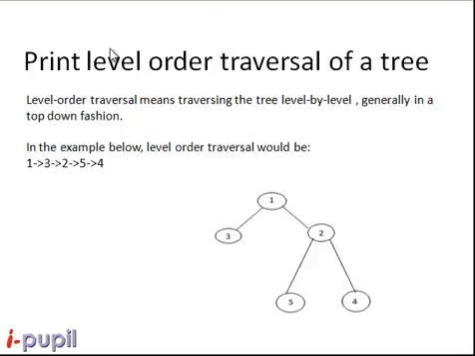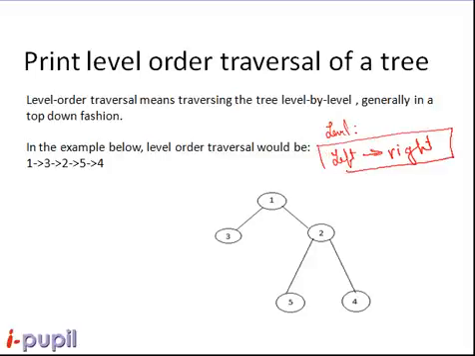Okay, so our task is to print the level order traversal of a tree. What is a level order traversal? A level order traversal means traversing the tree level by level, generally in a top-down fashion. An important point to note is that I've assumed that at each level I am moving from left to right. So at any particular level, I'd be printing the left node first before the right node.